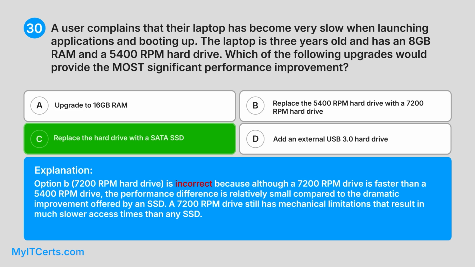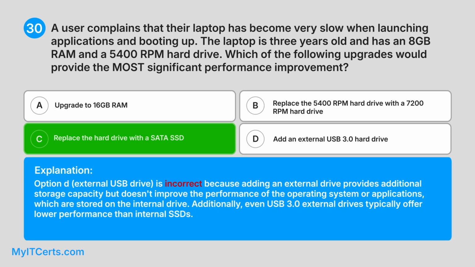Option B, replace the 5,400 revolutions per minute hard drive with a 7,200 revolutions per minute hard drive, is incorrect because although a 7,200 revolutions per minute drive is faster than a 5,400 revolutions per minute drive, the performance difference is relatively small compared to the dramatic improvement offered by an SSD. A 7,200 revolutions per minute drive still has mechanical limitations that result in much slower access times than any SSD.